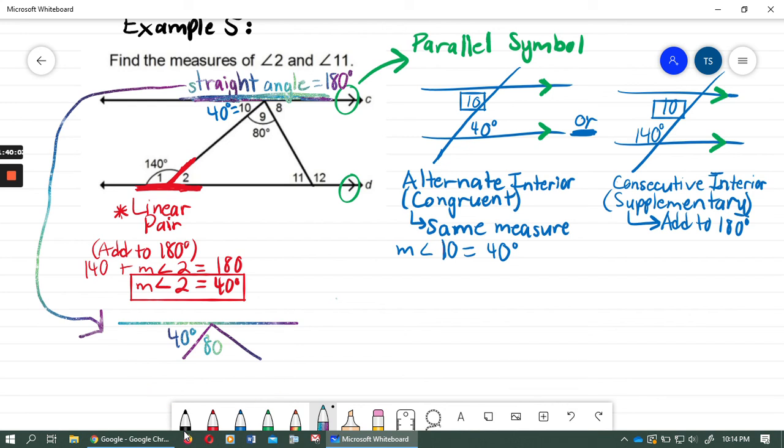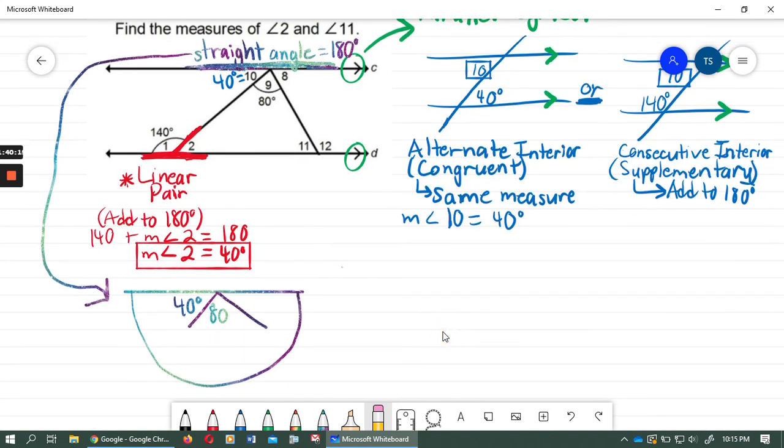The whole thing there is 180 degrees, right? All three angles should add together to give us 180 degrees, and we know two of those. So again, all three should add to give us 180 degrees.